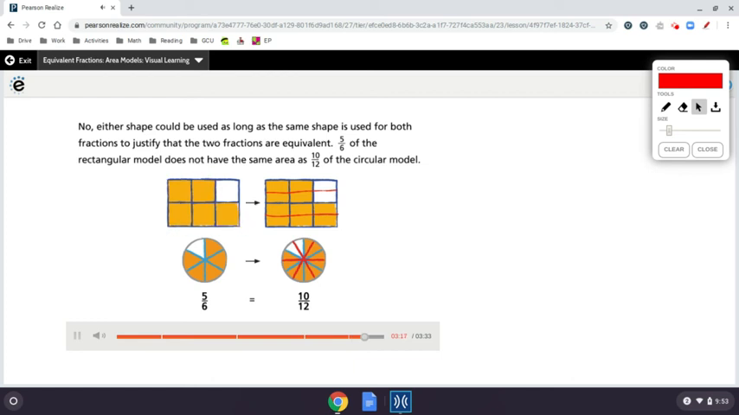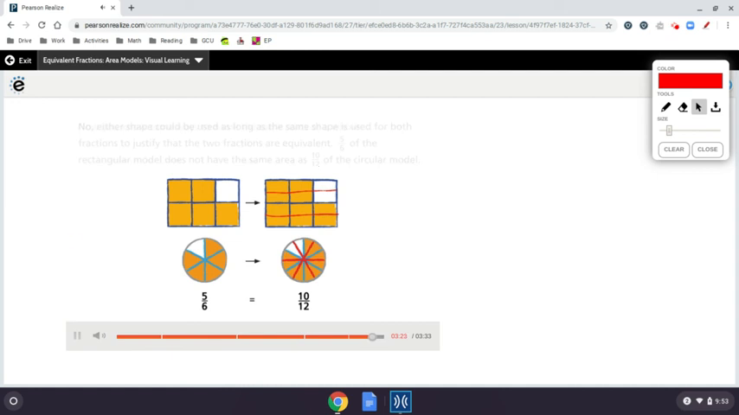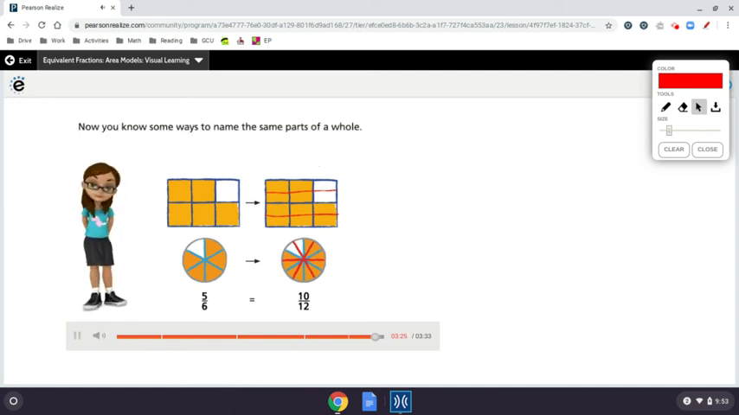5/6 of the rectangular model does not have the same area as 10/12 of the circular model. Now you know some ways to name the same parts of a whole. I hope you liked working with these fractions.